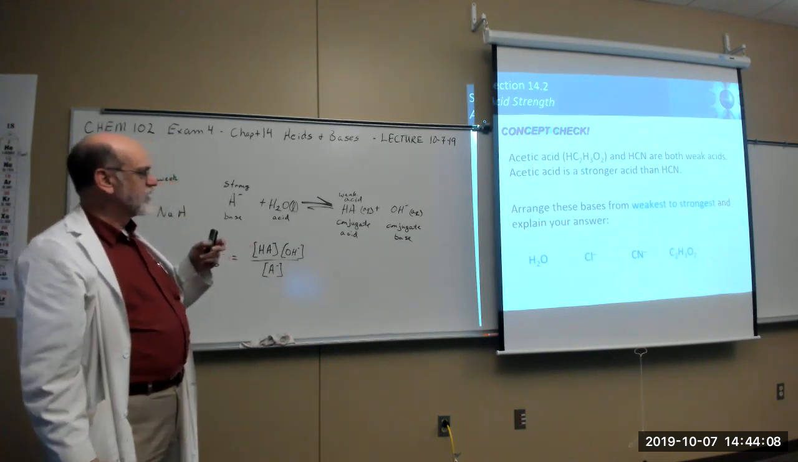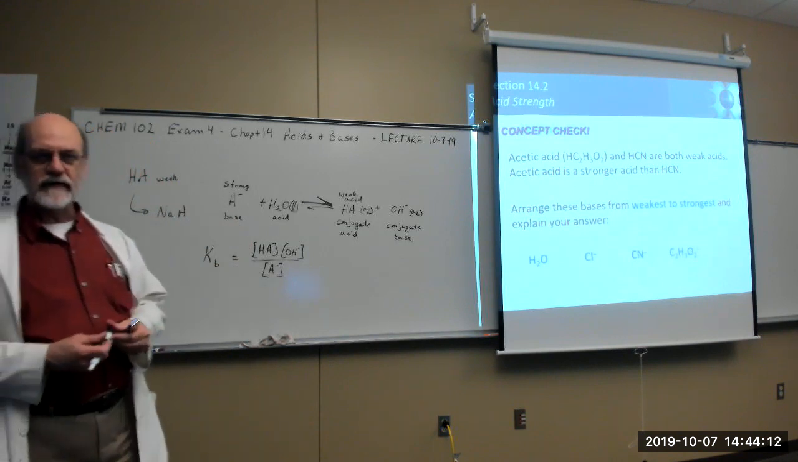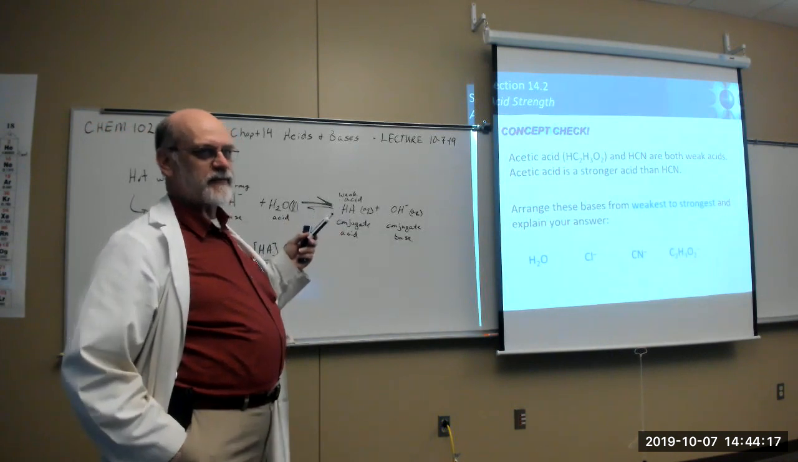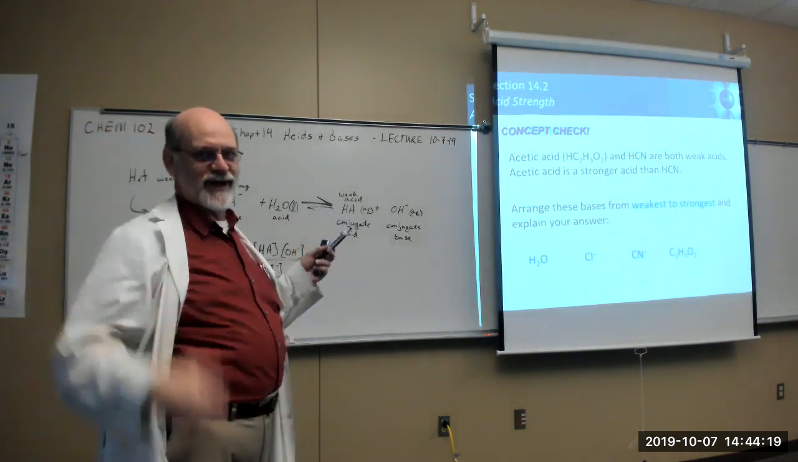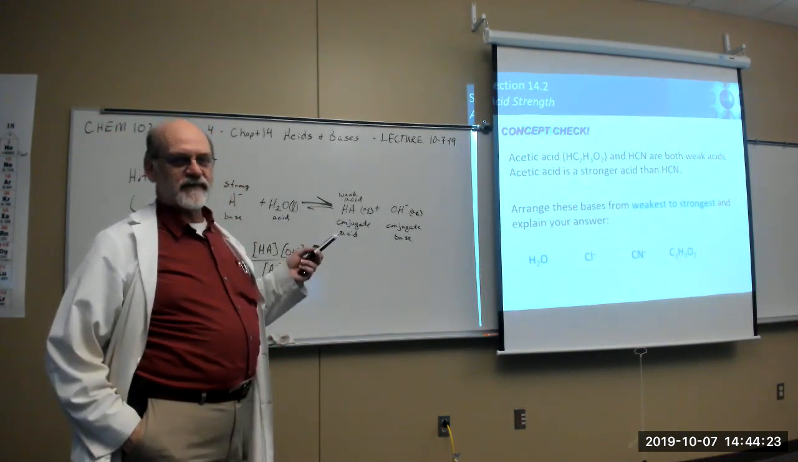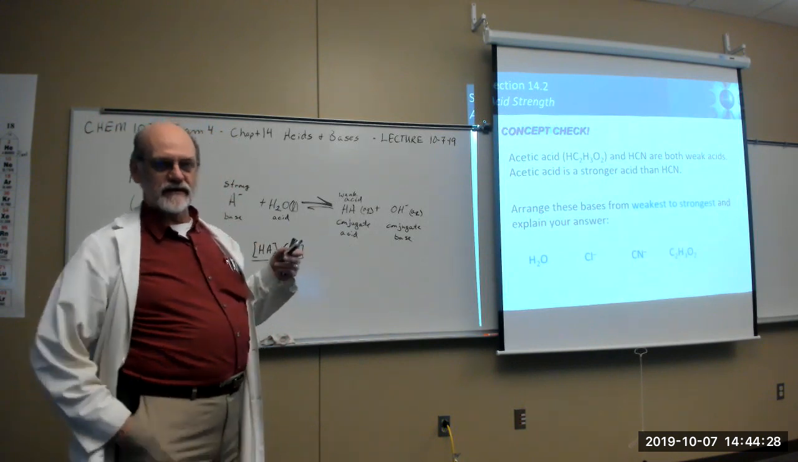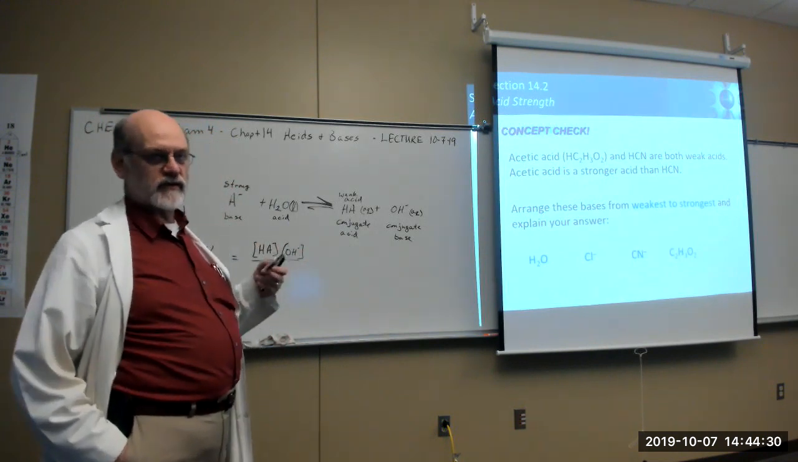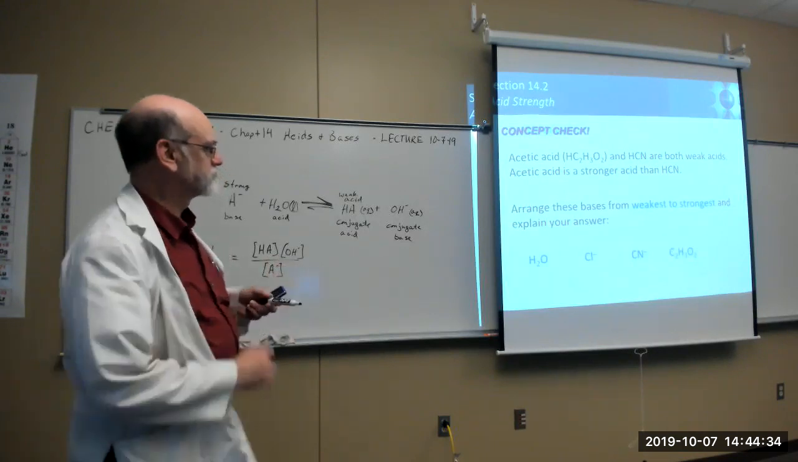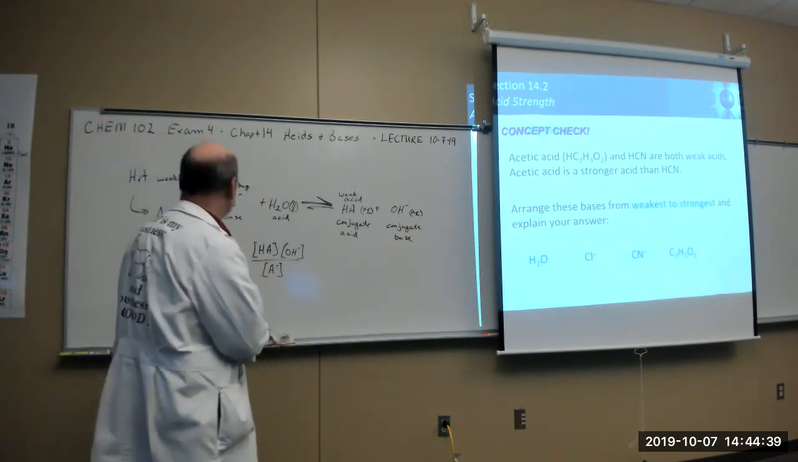Acetic acid, and what's HCN? Remember, go back to your nomenclature. Deep in the deepest, darkest recesses of your mind. There's no oxygen, so you start the name with hydro. And cyanide, the -ide becomes -ic, so it's hydrocyanic acid, HCN. And of course, HC2H3O2 is acetic acid.